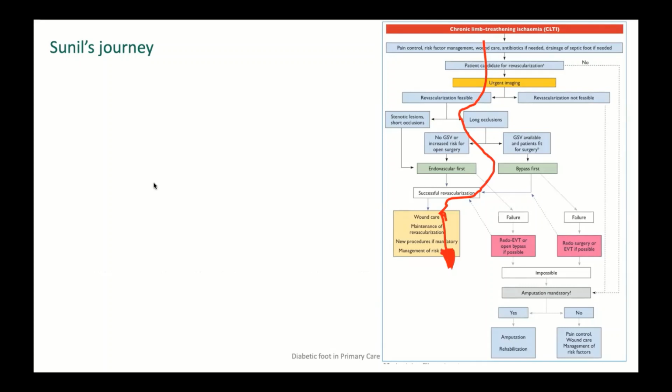His risk factors were managed, the wound was cared for, antibiotics and sepsis treatment was done. He was considered for revascularizing, imaging was done, it was considered feasible. He was for a bypass-first approach because he had a good quality vein and he was fit enough, successfully done, and with wound care, the patient has a healed wound.